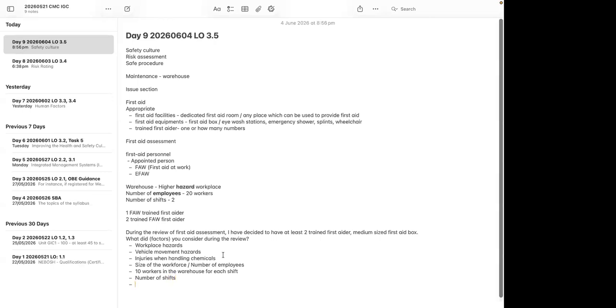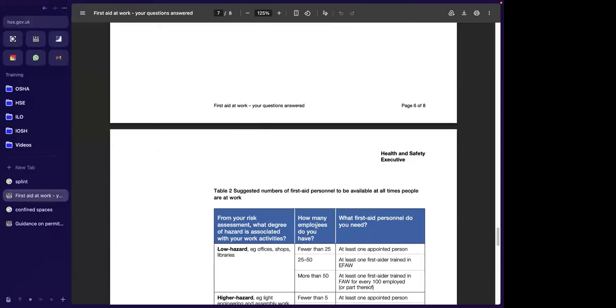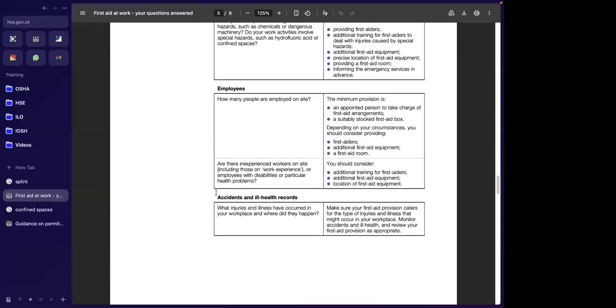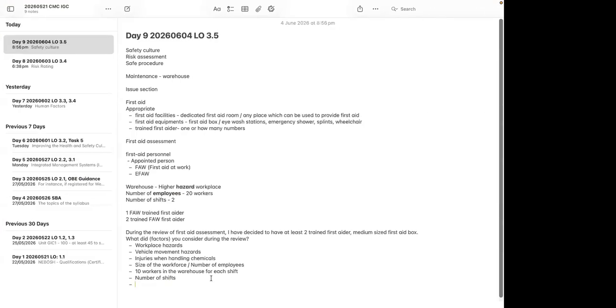Then your accident history. From this document, you see these are the points considered: accident and ill health records. That is another point I will consider. So accident history at the warehouse. The more the number of accidents, the more I would increase the arrangements.